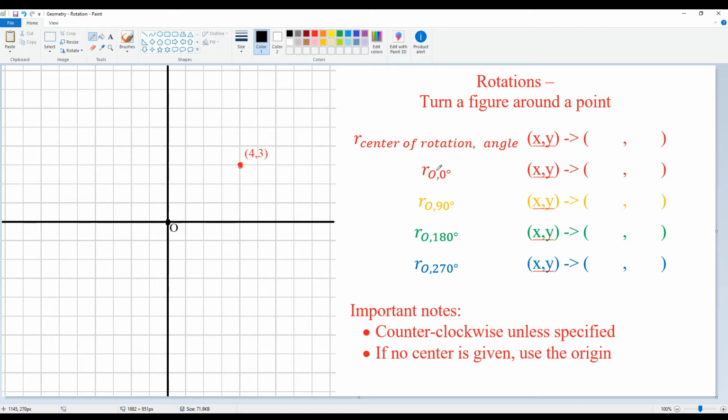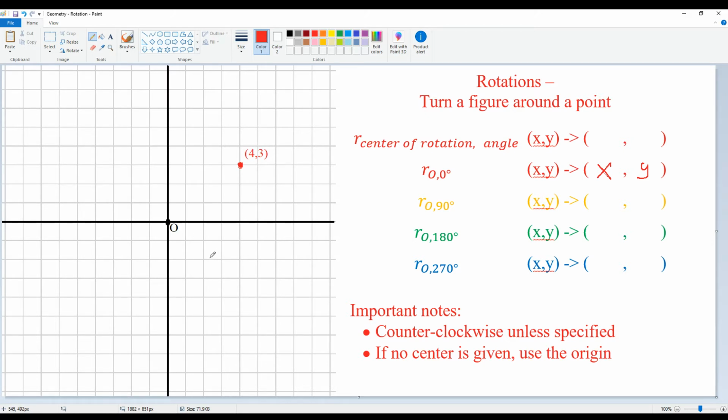So a rotation about the origin, O is for the origin, that's your point (0, 0), of 0 degrees means I'm not moving at all, I'm not changing, that's just my original point. That's where you don't change your coordinates, it's just (x, y). So nothing changed, that's just my original point.